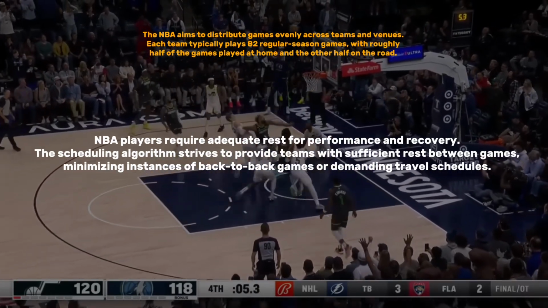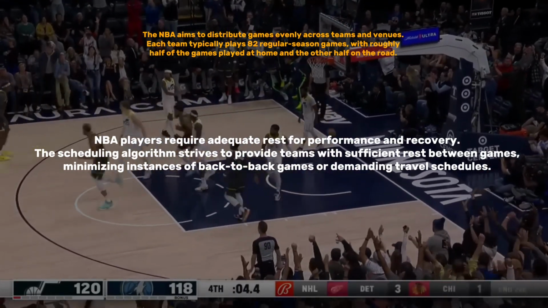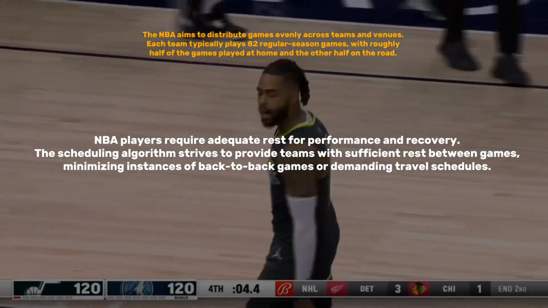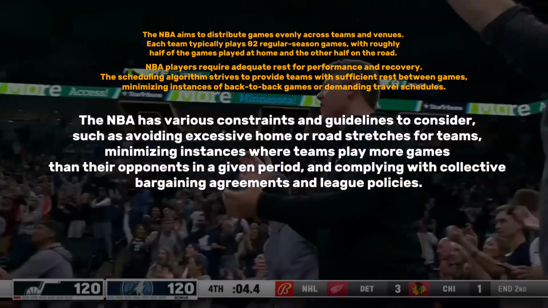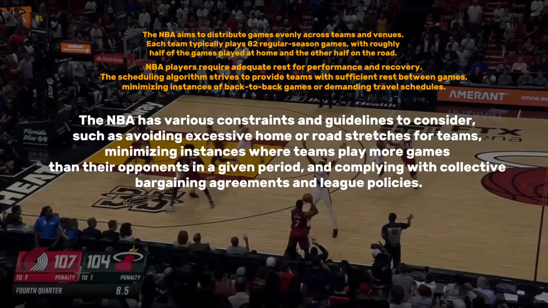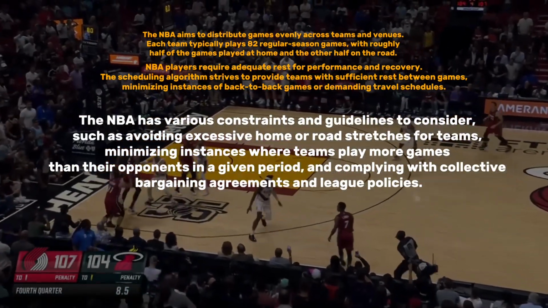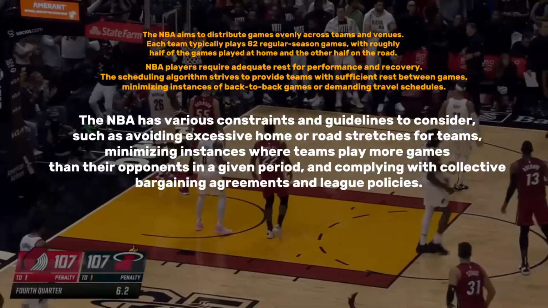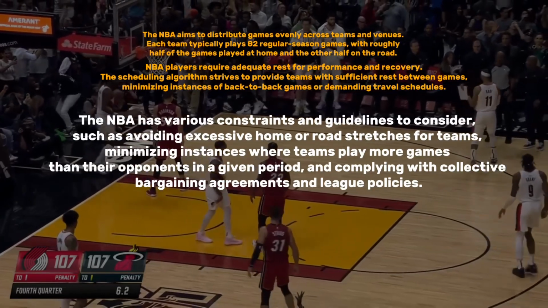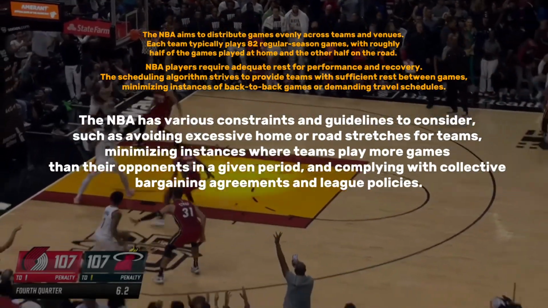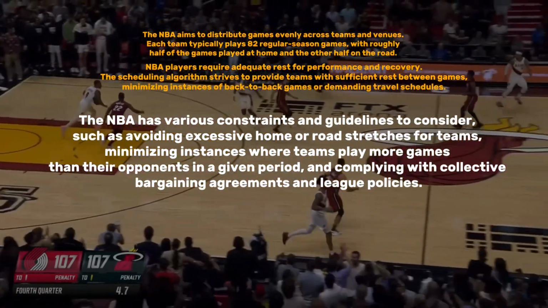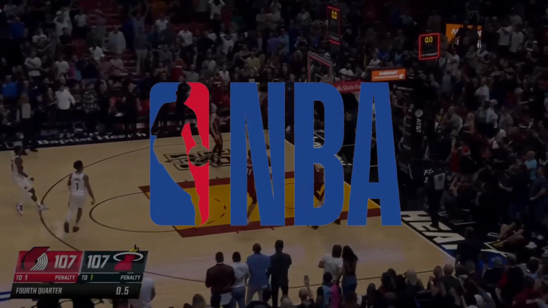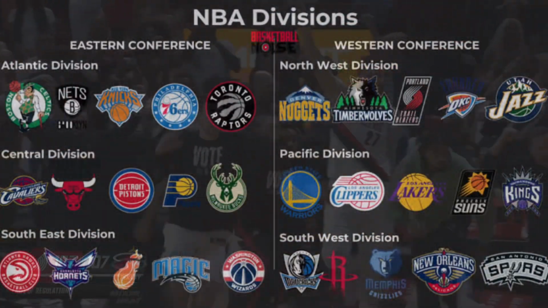Additionally, there are scheduled breaks during the season, such as the All-Star break, to give players and teams extended rest periods. The NBA has various constraints and guidelines to consider, such as avoiding excessive home or road stretches for teams, minimizing instances where teams play more games than their opponents in a given period, and complying with collective bargaining agreements and league policies.